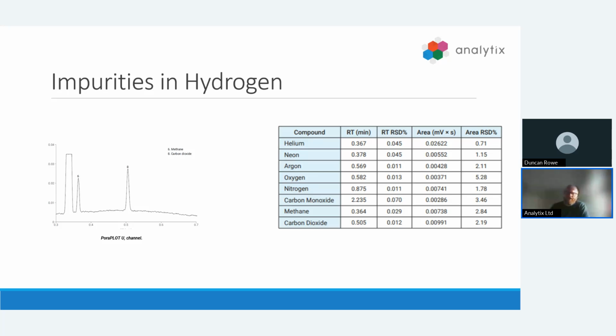So this application brief really demonstrates the applicability of the 990 Micro GC for fast analysis of impurities in hydrogen. The results show excellent retention time and peak area repeatability, with a total run time of less than 150 seconds. So this is extremely helpful if you're looking to make quick decisions on your hydrogen quality during manufacturing processes.